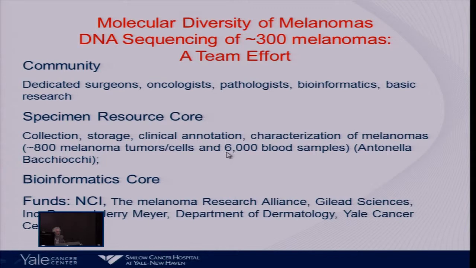So the key element in finding out changes in melanoma is to have also the normal DNA, because look at the crowd here. Everybody is different. So when you sequence the DNA, you don't know whether this difference is inherited and has nothing to do with the melanoma or the cancer, or whether it is acquired, what we call somatic. It's only in the tumor and not in the normal DNA. So that's very critical. And we have the bioinformatics, so you can imagine how much information is gained from all this sequencing, and you need a bioinformatic core to deal with this, and funds from various sources.